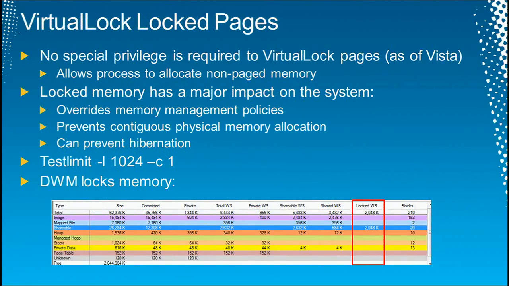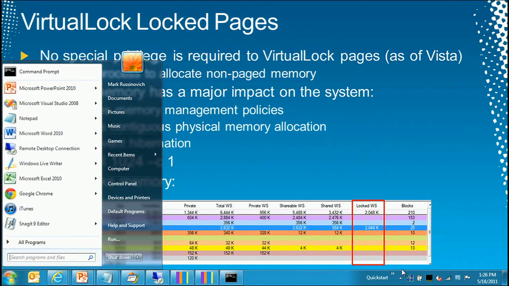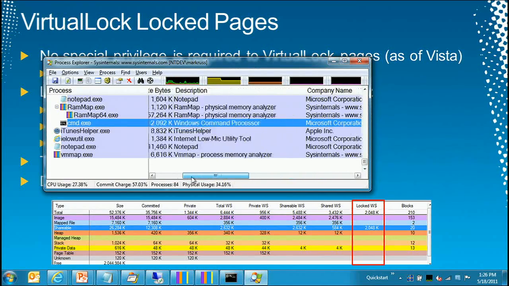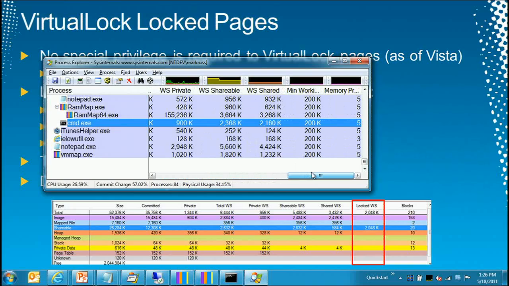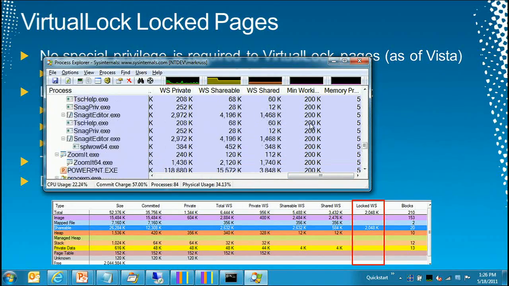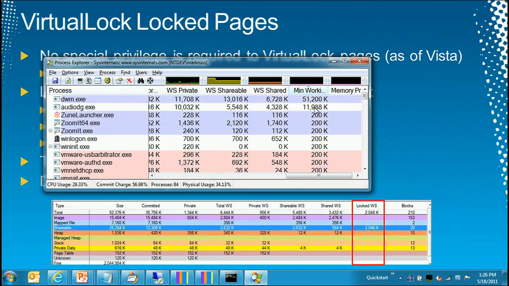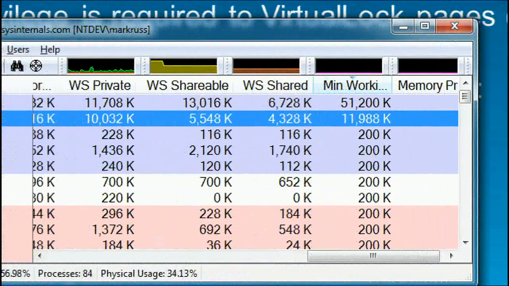The next one is one that is more commonly run into. This one's also interesting. Remember I showed you virtual locked pages? And we saw in process monitor, wait, where did we see the virtual locked pages? Oh, I remember. We saw the minimum working set for one of these processes was not the default of 200K. In fact, there's 2 of them.